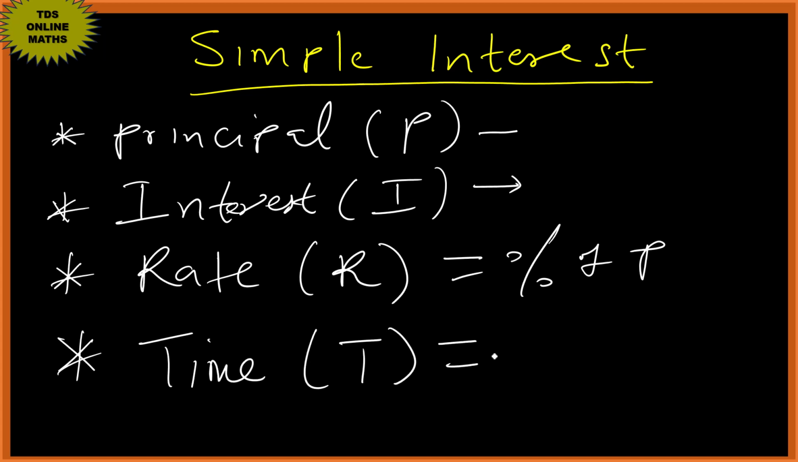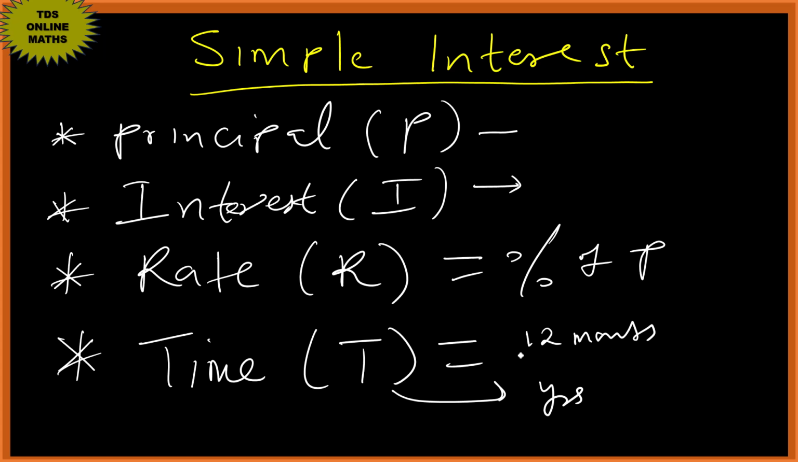Then the last term I'll talk about is time, T. Time is the period allowed for repayment. It can be months, days, and what have you. In case in a question you are given, let's say, 12 months, the time should be in years, and therefore you need to convert these 12 months to years.